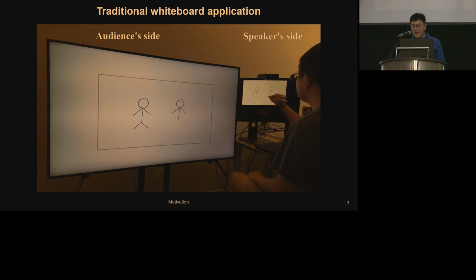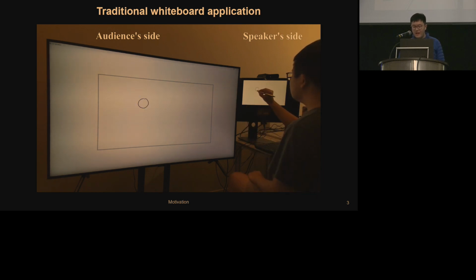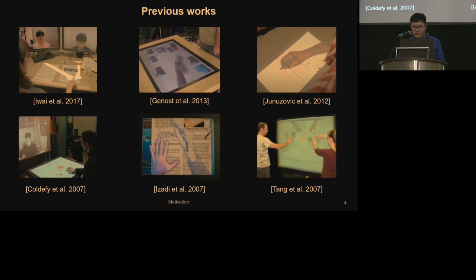However, the speaker's hand gestures are not visible to the audience, which reduces the efficiency of interaction and the immersive experience of remote communication. A lot of methods have been proposed to address this issue. However, these methods require additional cameras installed on top of the screen to capture hand pose, which limited the application scenarios.